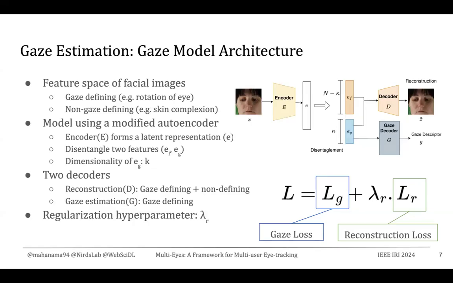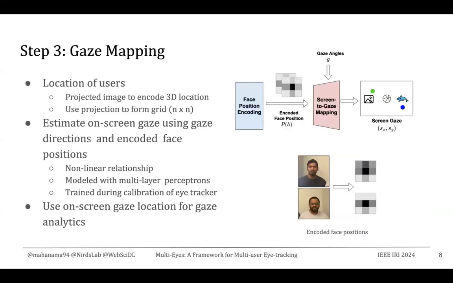Due to this, our loss function has two terms, L_G from the gaze loss and L_R from the reconstruction loss. We combine these two terms using a hyperparameter lambda R and form the final loss function, or the loss L. Depending on different combinations of lambda R and K, we can derive different forms of gaze estimator models with different characteristics.